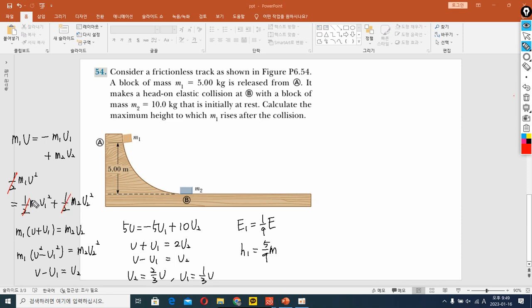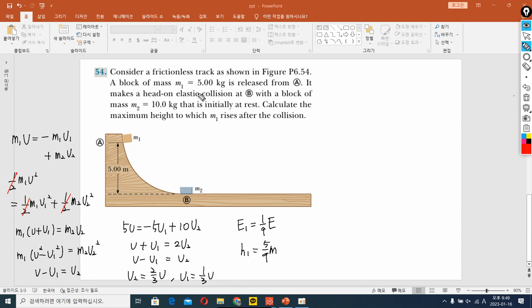And then once again, we can move m1 times v1 squared to the left side, and then factor with m1. And using sum and difference formula, this m1 times (v plus v1) is switched to m2 v2. So we can cancel m2 v2 on each side. So the remaining part is v minus v1 is v2.